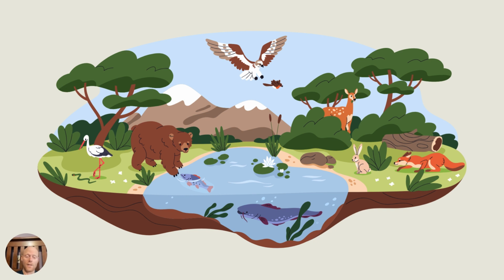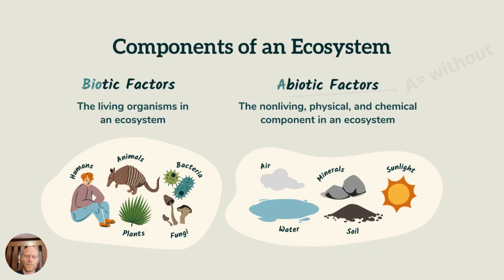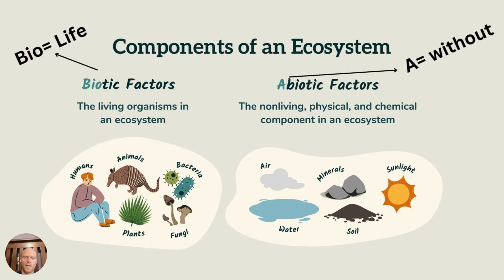The rocks are an example of an abiotic factor. The water, the air, the mountains, the snow, these are all abiotic factors. The sunlight that is coming down. So the difference between biotic factors and abiotic factors: again, biotic factors are living things, abiotic factors are non-living things, and these are both parts of an ecosystem.